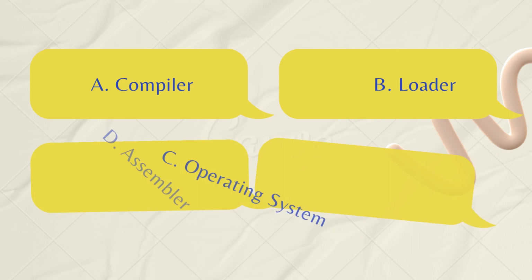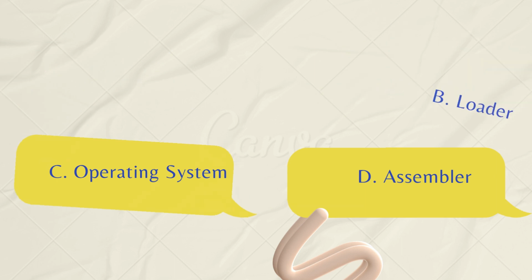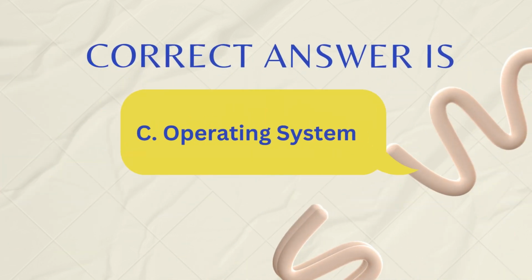Question number 11. A computer cannot boot if it does not have the dash. Option A, compiler. B, loader. C, operating system. D, assembler. The correct answer is C, operating system.